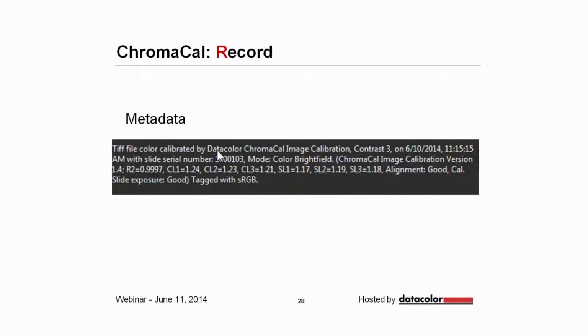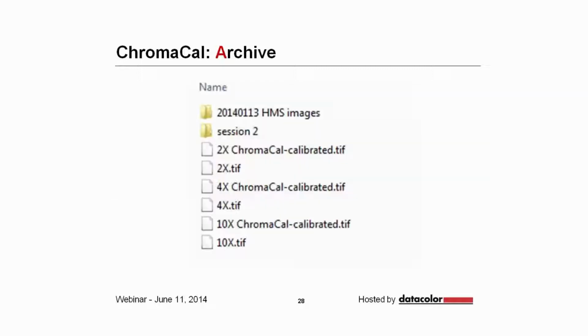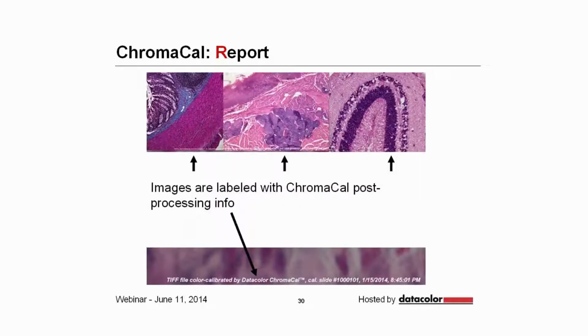So the way the ChromaCal records is it actually puts information in the metadata so that you can find it, and you can see here that the metadata includes that the image was calibrated. There's some contrast information. It also has linearity information and so on. The way it prevents you from saving over your original is it saves a second image, and that image has the words chroma calibrated. And it will also report by a label that you can apply to the image itself, also with information on it that lets you know what sort of corrections, and dates and times, and that sort of thing.